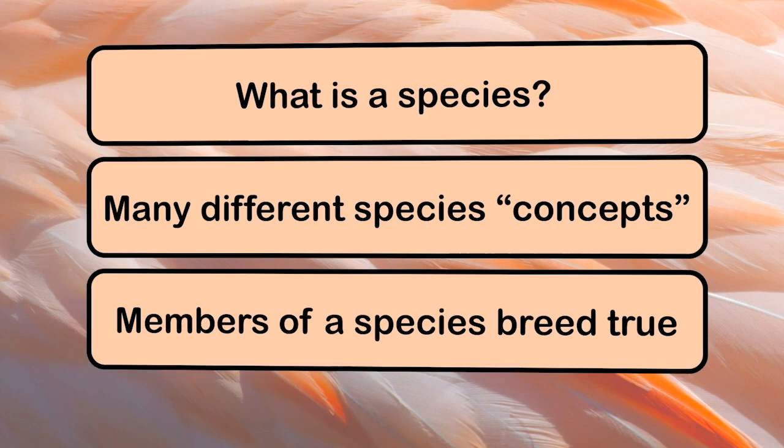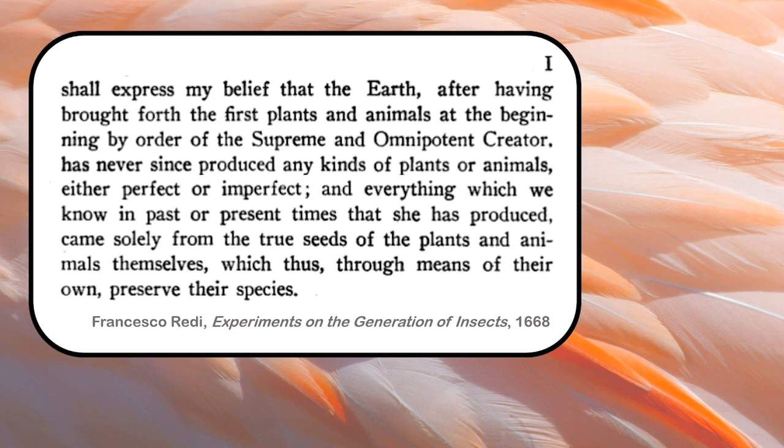Now, we can trace this back to the 1600s. Here's Francesco Redi writing in his famous book on experiments on the generation of insects. "I shall express my belief that the earth, after having brought forth the first plants and animals at the beginning by order of the supreme and omnipotent creator, has never since produced any kinds of plant or animals, either perfect or imperfect. And everything which we know in past or present times that she has produced came solely from the true seeds of the plants and animals themselves, which thus, through means of their own, preserve their species." So for Redi, the idea here is that we don't have wild changes from parent to offspring. What he was really dealing with in this book is spontaneous generation, the idea that rotting meat, rotting corpses would produce flies and maggots and that sort of thing. He said, no, what we have is that mommy and daddy flies and mommy and daddy worms and so forth produce baby flies and baby worms, and that's how things propagate. And so if you trace that very far back to the beginning, you will come to the original creation where God made the original members of a species.